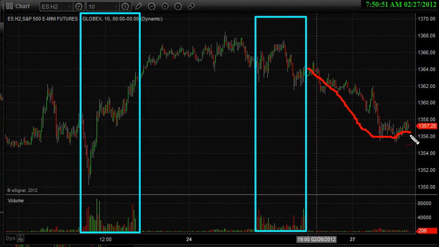So we may actually have a signal to take a small long position, and from there we'll reanalyze and see if precious metals hold up and provide us with an entry point in silver or possibly gold stocks this week.